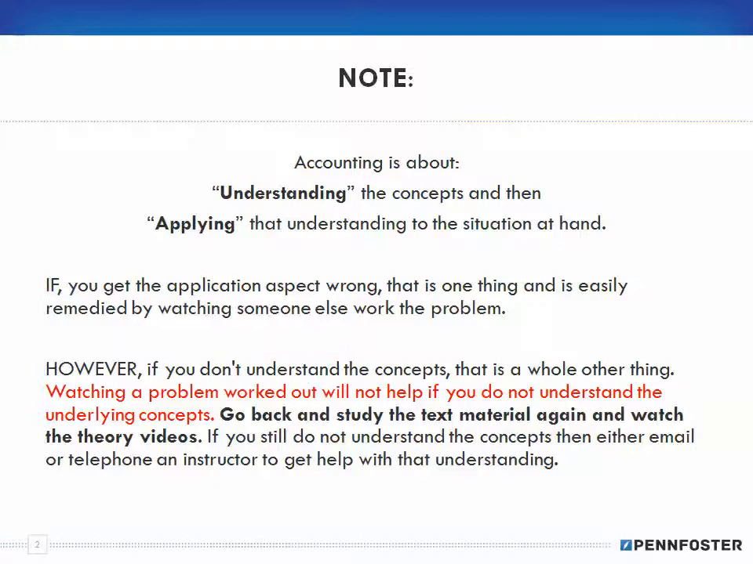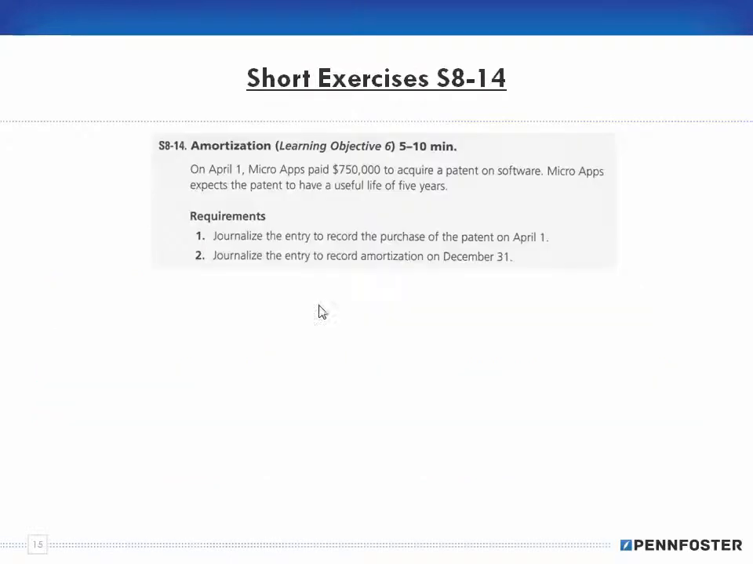Okay, so we finished on 13 in the last video, so we're on 14, which is about amortization. On December 1st, MicroApps paid $750,000 to acquire a patent on software. MicroApps expects the patent to have a useful life of 5 years. Journalize the entry to record the purchase of the patent on April 1st, and journalize the entry to record amortization.